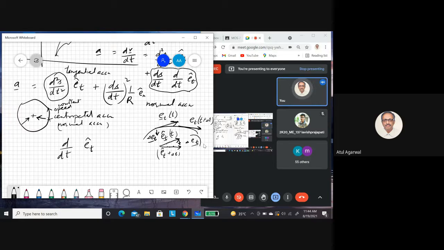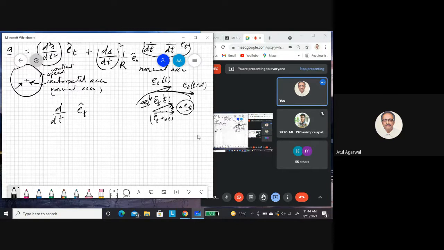Now, what is the magnitude of this delta ET? We are interested also in the magnitude. Now you see, you say the angle between these two directions is delta theta. Then what is the magnitude of delta ET? Suppose I take the case of a circle. What is this arc length? If this is delta theta, R into theta, this is r delta theta. So this is the arc length.